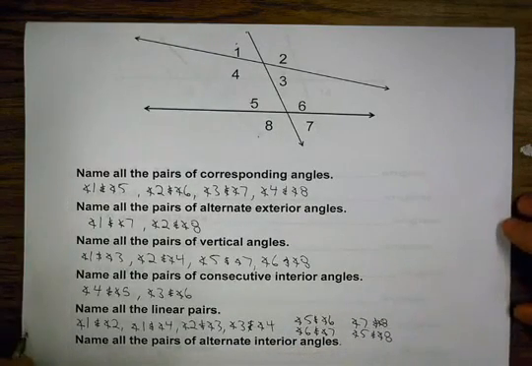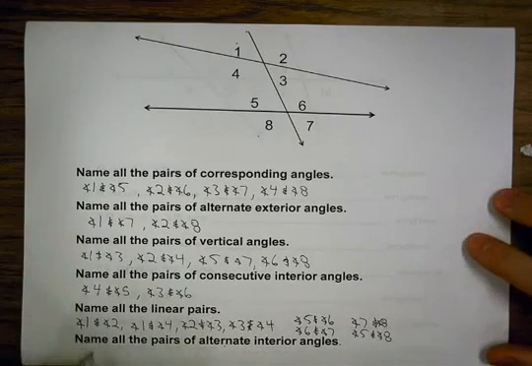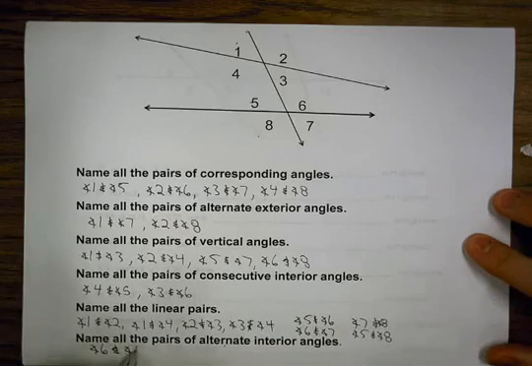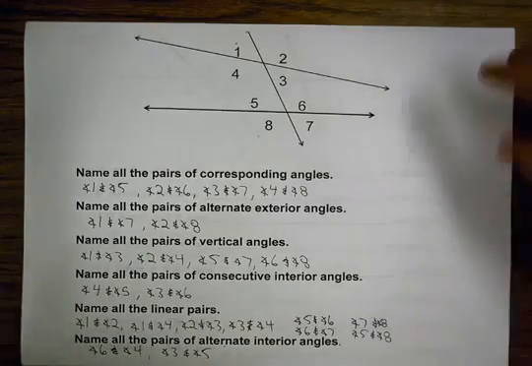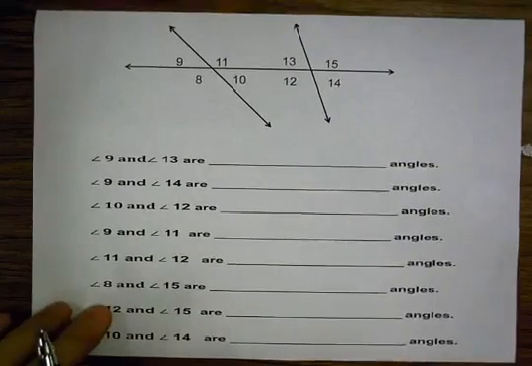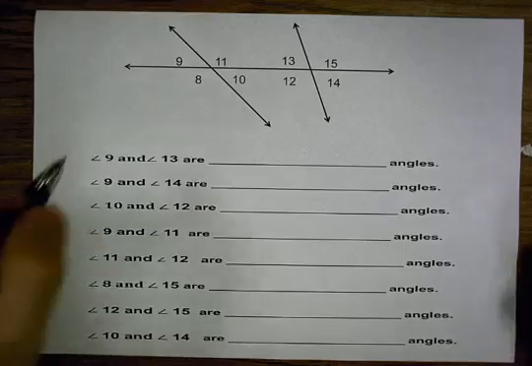Okay, last, pairs of alternate interior. Opposite sides of the transversal, in between the lines. That'll be angle 6 and angle 4, then angle 3 and angle 5. So there's all the pairs we could identify in the diagram. Now, here's a new diagram, new angles. We're being given pairs, and we have to identify which one they are.